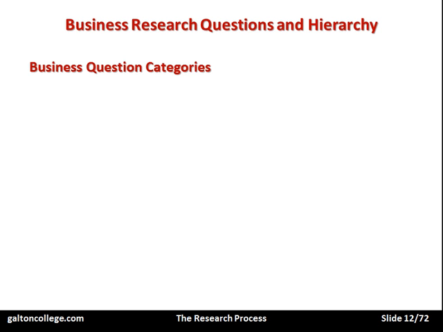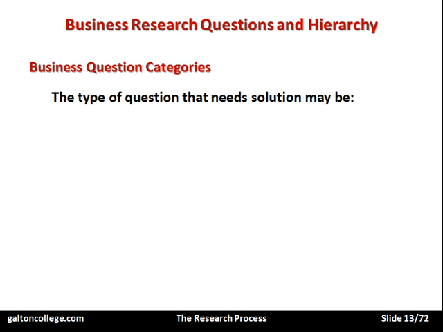Now, the business question categories. Well, the type of question that needs a solution may be mathematical. For example, what level of production does the business require? And it may be logistical. How should the product be delivered? And what routes should the lorries or the transport take? What levels of stock control should the business hold? These are mathematical type questions. The final solution may be a number.